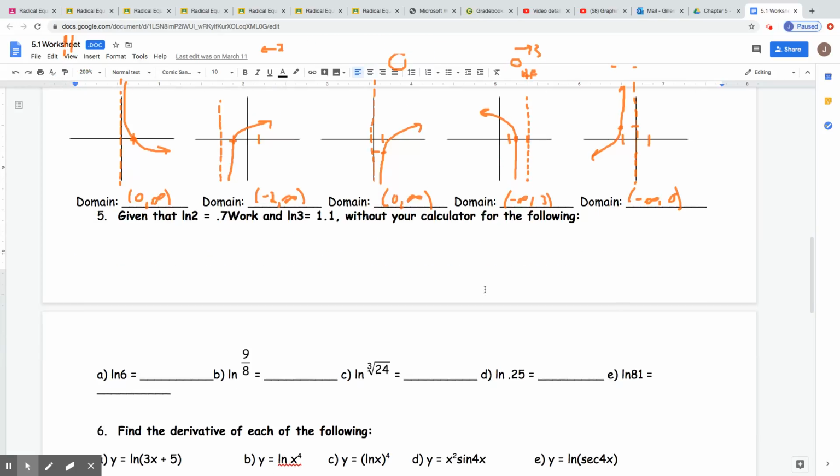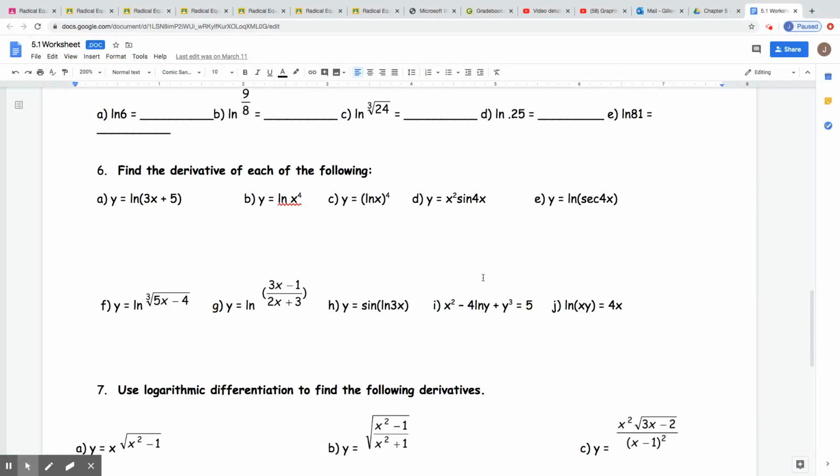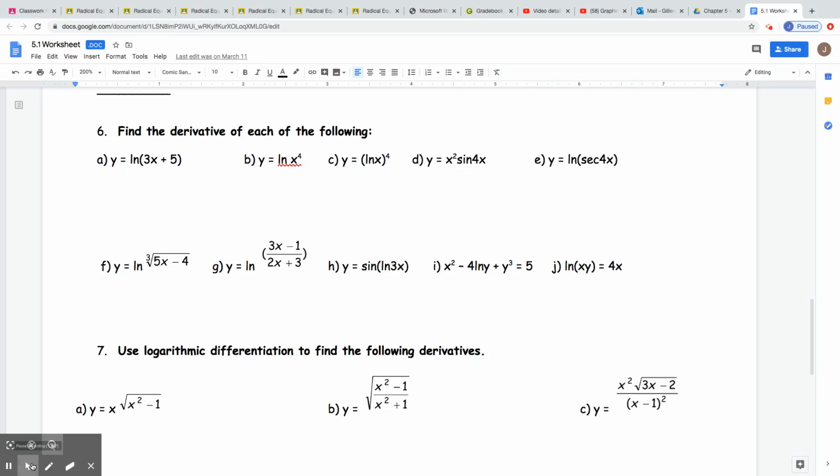All right. You did not have to do 5. All right. So for 6, we are doing some derivatives. So remember, the derivative of a natural log, and you can use your formula sheet, is du over u, which just basically means you take the derivative of the inside over the inside. So the derivative of 3x plus 5 is 3 over the inside, which is 3x plus 5. So you get 3 over 3x plus 5.